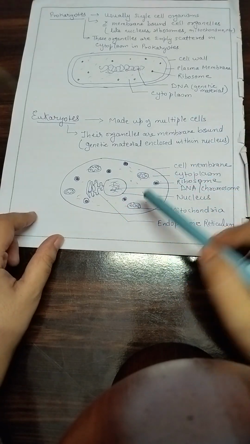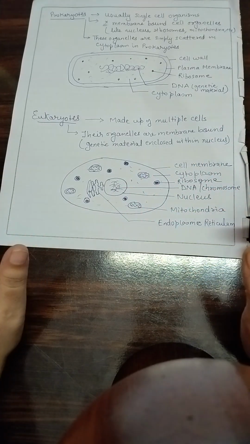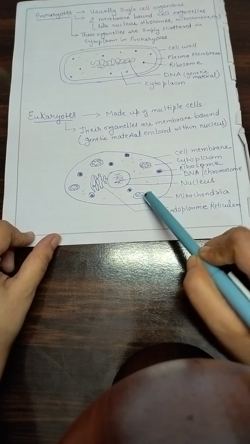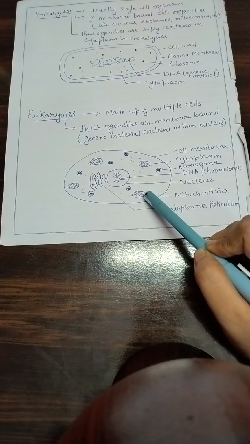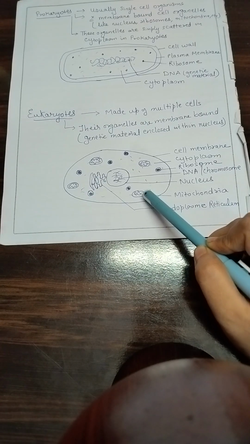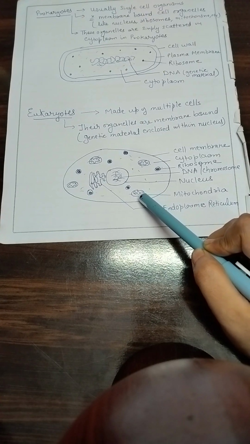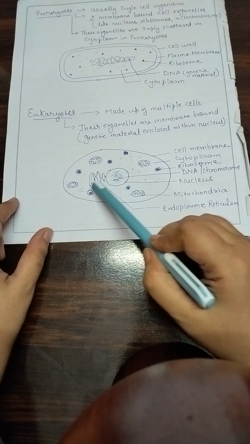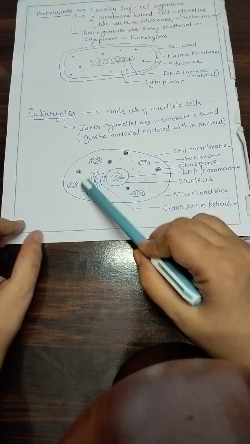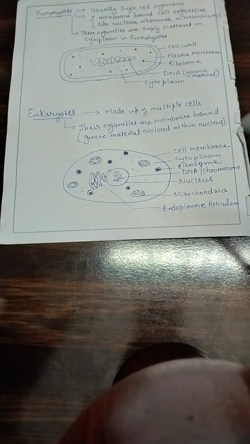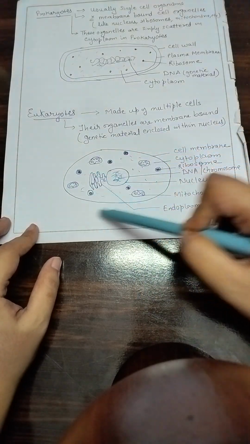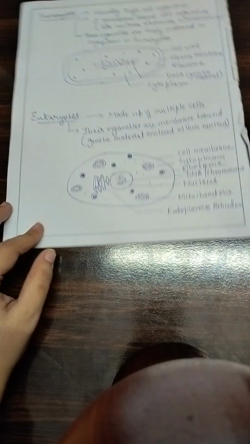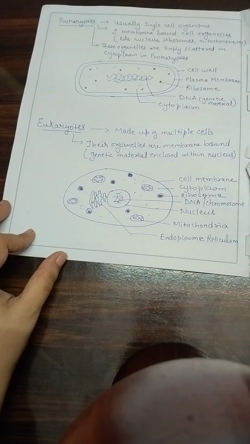Then we have everything membrane bound, all the organelles like mitochondria, which are also known as the powerhouse of the cell because they produce ATP, the energy currency of the cell. We have the endoplasmic reticulum, which is also membrane bound. So every organelle here is membrane bound. We'll talk about these organelles in detail in our upcoming lectures.